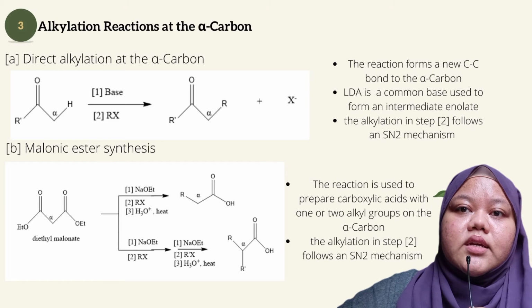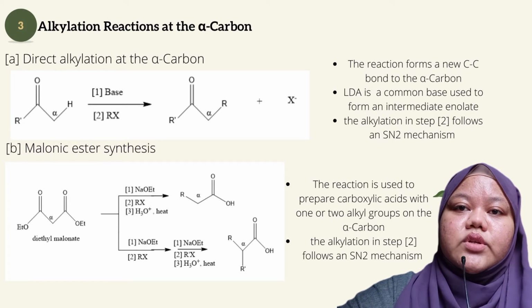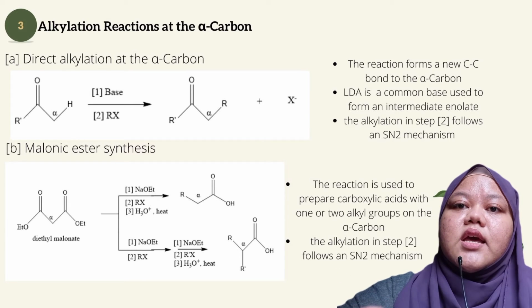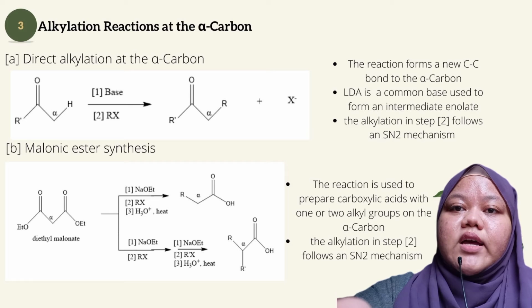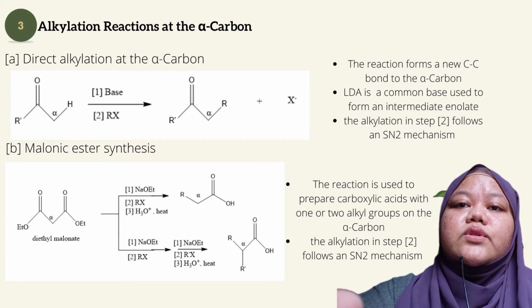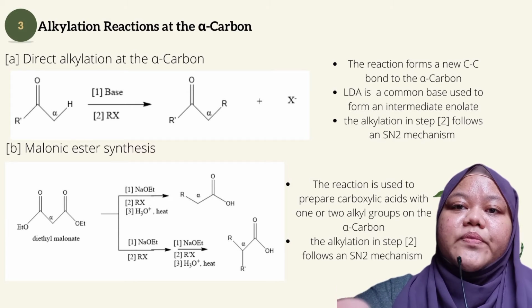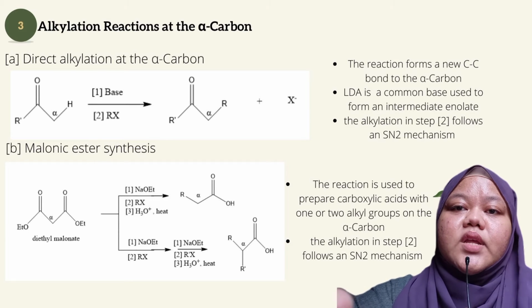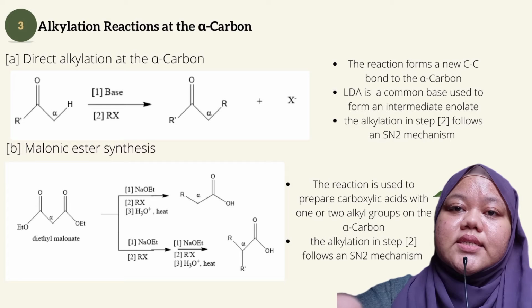There are three variations in this reaction, which are direct alkylation, malonic ester synthesis and acetoacetic ester synthesis. For direct alkylation at the alpha carbon, the reaction forms a new C-C bond to the alpha carbon. LDA is the common base used to form an intermediate enolate, and the alkylation in step 2 follows an SN2 mechanism. Next is malonic ester synthesis.